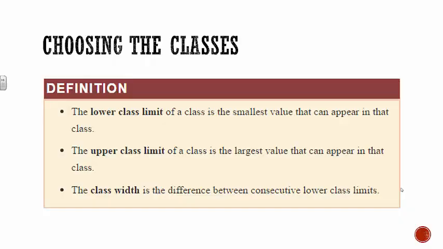So basically, when you're creating your frequency distribution, you're going to have a lower class limit and an upper class limit. The lower class limit is the smallest value that can appear in the class, where the upper class limit is the largest value that can appear in a class. And then the width of your frequency distribution is the difference between consecutive lower limits. So from one lower limit to the next, that's the actual width of your class.